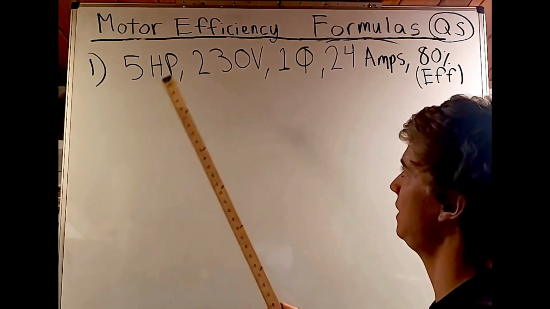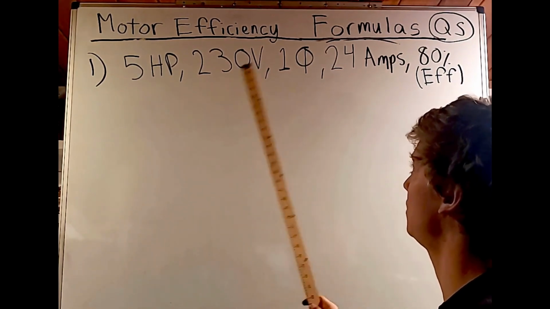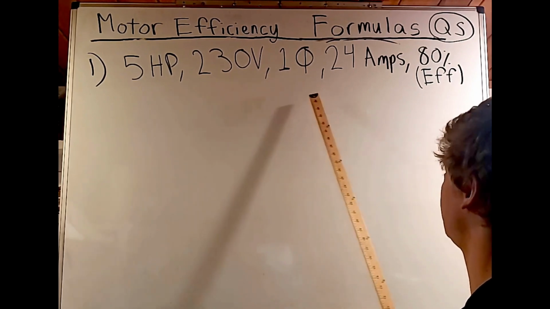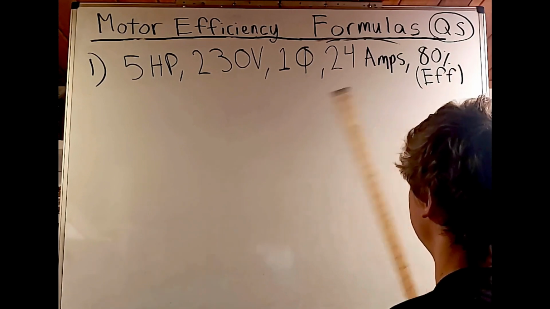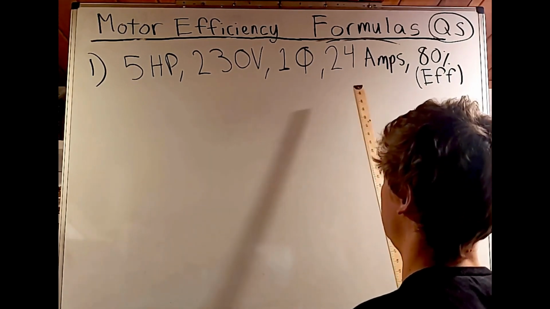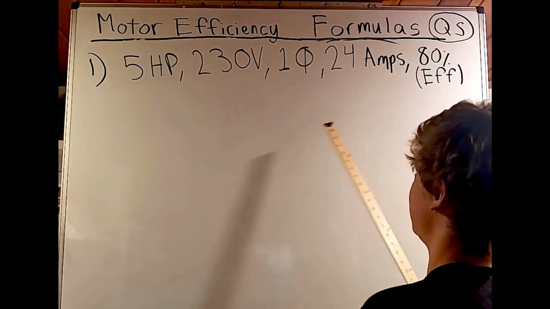We have a 5 horsepower motor running at 230 volts. It is single phase. It draws 24 amps and is 80% efficient. Okay, so when it's saying it's drawing 24 amps, that's the input. That's not the output.